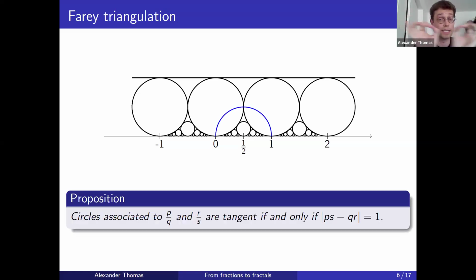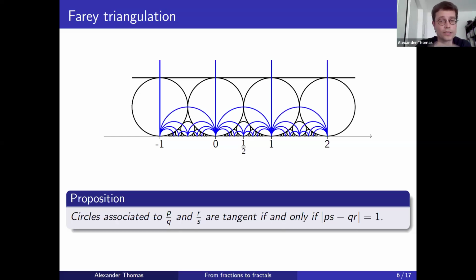Whenever two horocycles are tangent, which means that their associated rational numbers satisfy this determinant property, then I will just draw the geodesic between these rationals. In the hyperbolic plane, a geodesic is this kind of half circle. And it turns out that this half circle will even go through the contact point. I will draw many of these curved lines, and I will also get some vertical lines, which are the geodesics between integers and infinity.